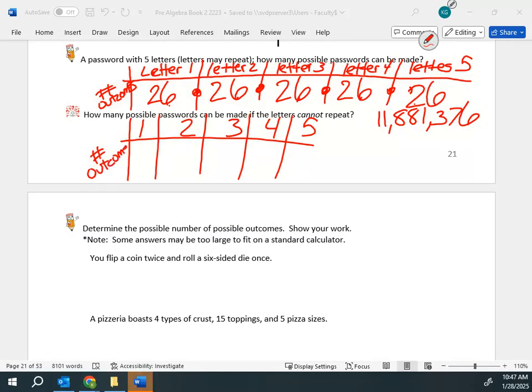But this time, if I reach my hand into that bag of 26 letters and I pull out a D, I put that down for my first letter, I can't put it back in the bag because letters cannot repeat. So if I had 26 for my first letter, how many letters do I have to choose from for my second letter? 25.